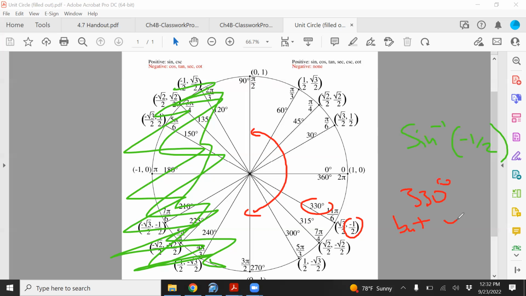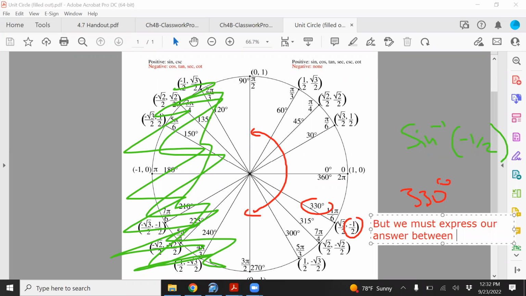But we must express our answer between -90 degrees and 90 degrees. What would be the equivalent angle that's negative and same as 330? So you go this direction. Oh, 30, negative 30.